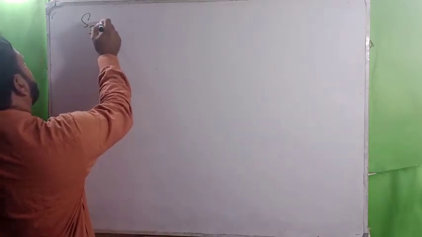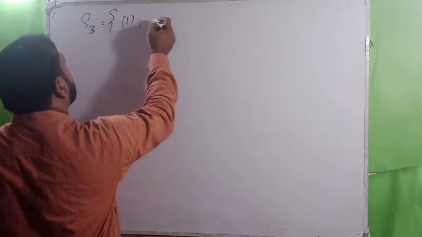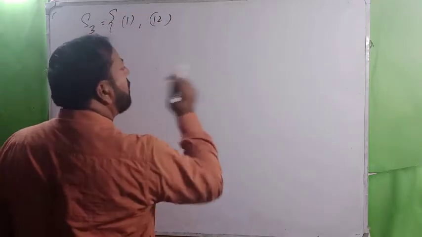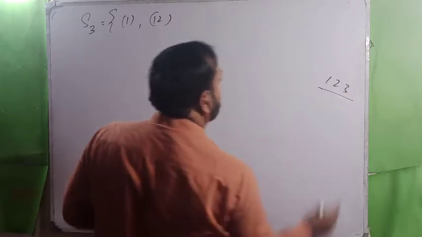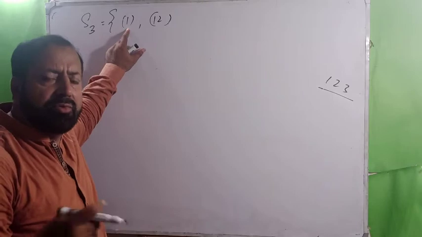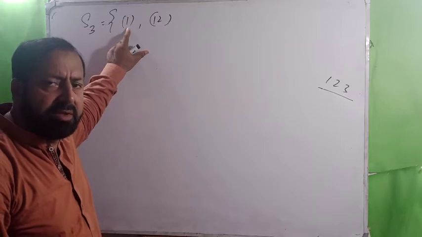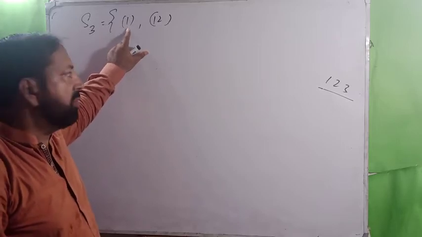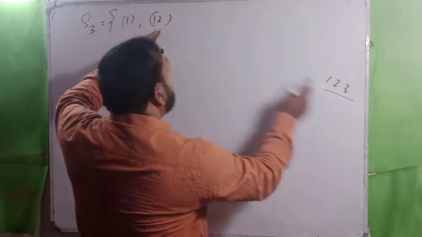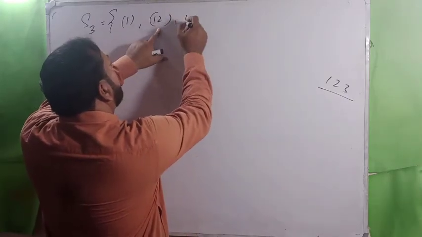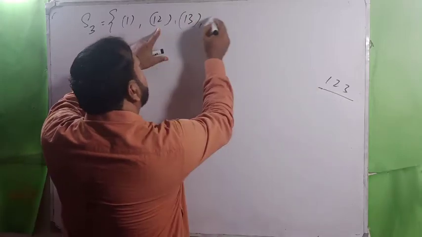Okay, what is S3? You know very well. You can find S3 as follows. This is 1, and then 1, 2. Here 1, 2, 3. So 1, 2, 3. This is a cycle of length 1, or a point. So this is the identity, and you can label it 1, no problem. Then 1 2, and then 1 3, and then 2 3.